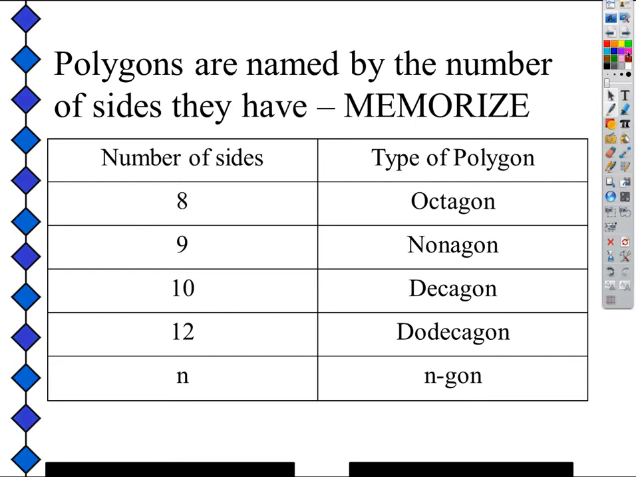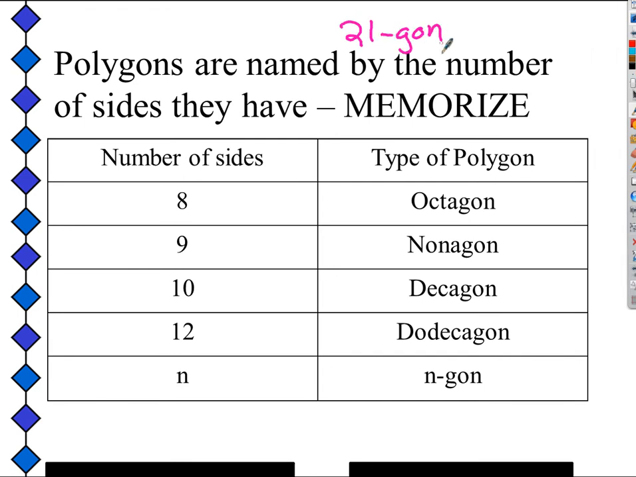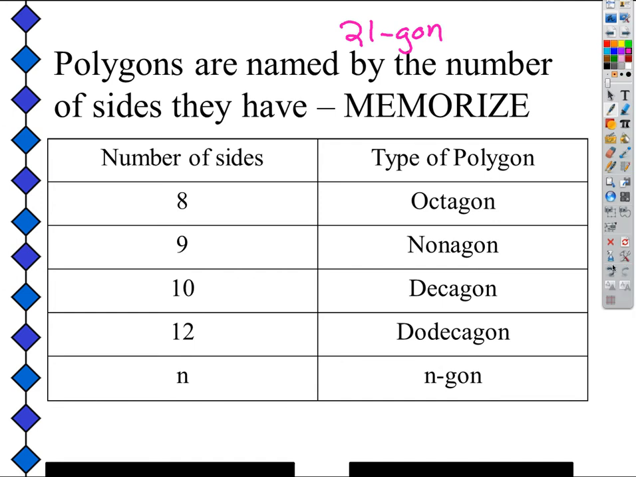So it looks like this. 21-sided polygon. It's a 21-gon, and that's fine. Tells you exactly what it is. Okay? There's your shortcut.